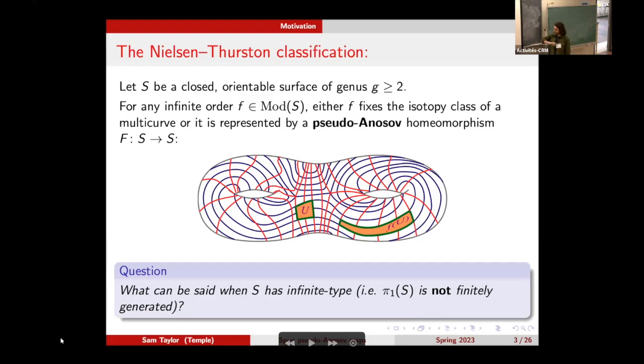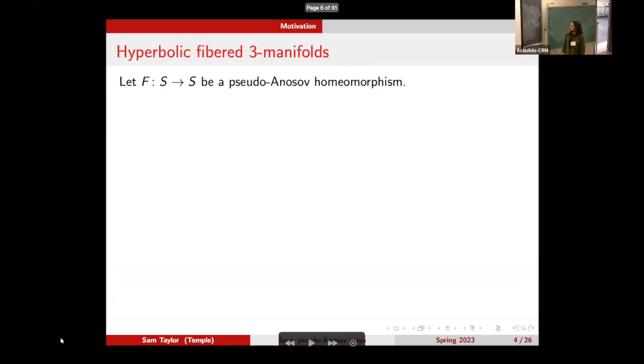This question is far, far too general. Typical infinite type surfaces can be quite hard to deal with. I'm going to focus in on a specific type of infinite type surface that will come up naturally when studying these pseudo-Anosov homeomorphisms. So how does one study these pseudo-Anosov homeomorphisms in the first place?